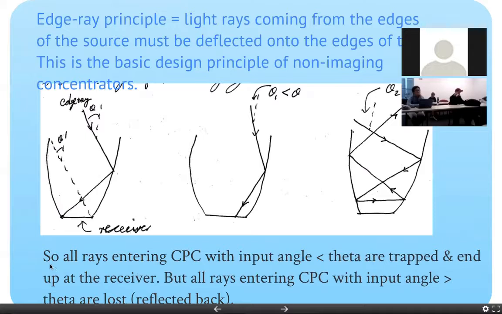So to summarize that again, all rays entering the CPC with an input angle less than theta are trapped and end up at the receiver, but all rays entering the CPC with input angle greater than theta are lost or reflected back.